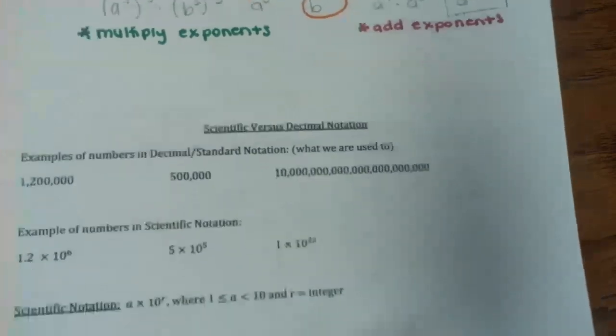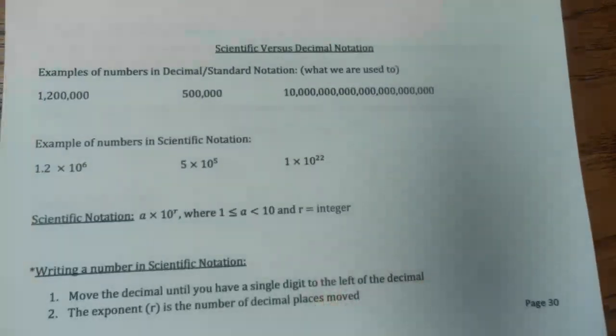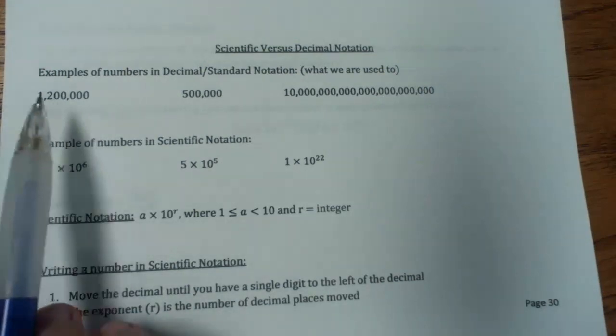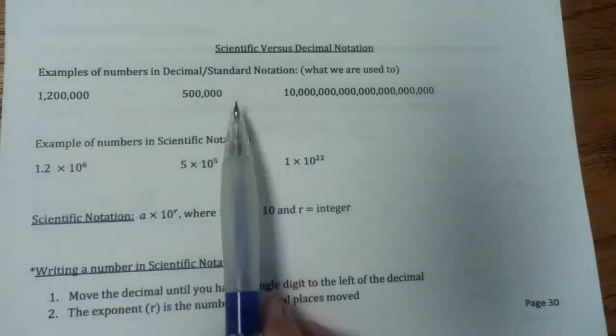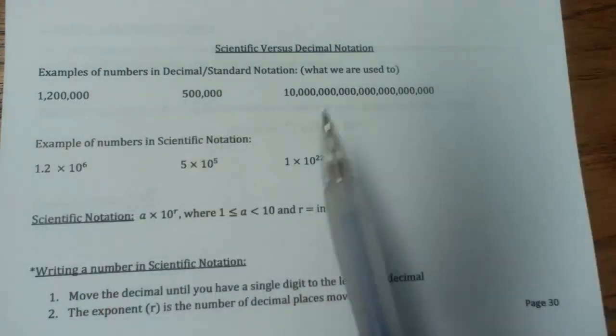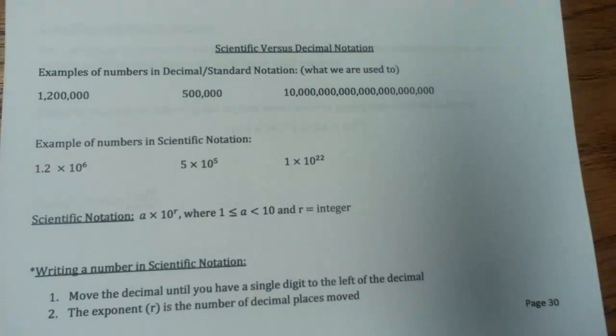All right, our last thing for this section is talking about scientific and standard notation. So scientific versus decimal notation. Examples of numbers in decimal or standard notation is what we're used to. So we can have something like 1,200,000, 500,000, or this crazy big number, right? These are just numbers written out.